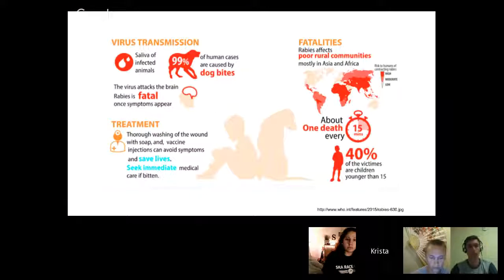Here is a poster that I found that shows different sections. The virus transmission is usually through saliva. 99% of human cases are caused by dog bites. It is fatal once it hits the brain. Then it goes through the treatment: if you are bitten by an infected animal, seek medical help and make sure the wound is washed. As for fatalities, it's usually in poor rural countries in Asia and Africa. There is usually one death about every 15 minutes, and 40% of the victims are children younger than 15.